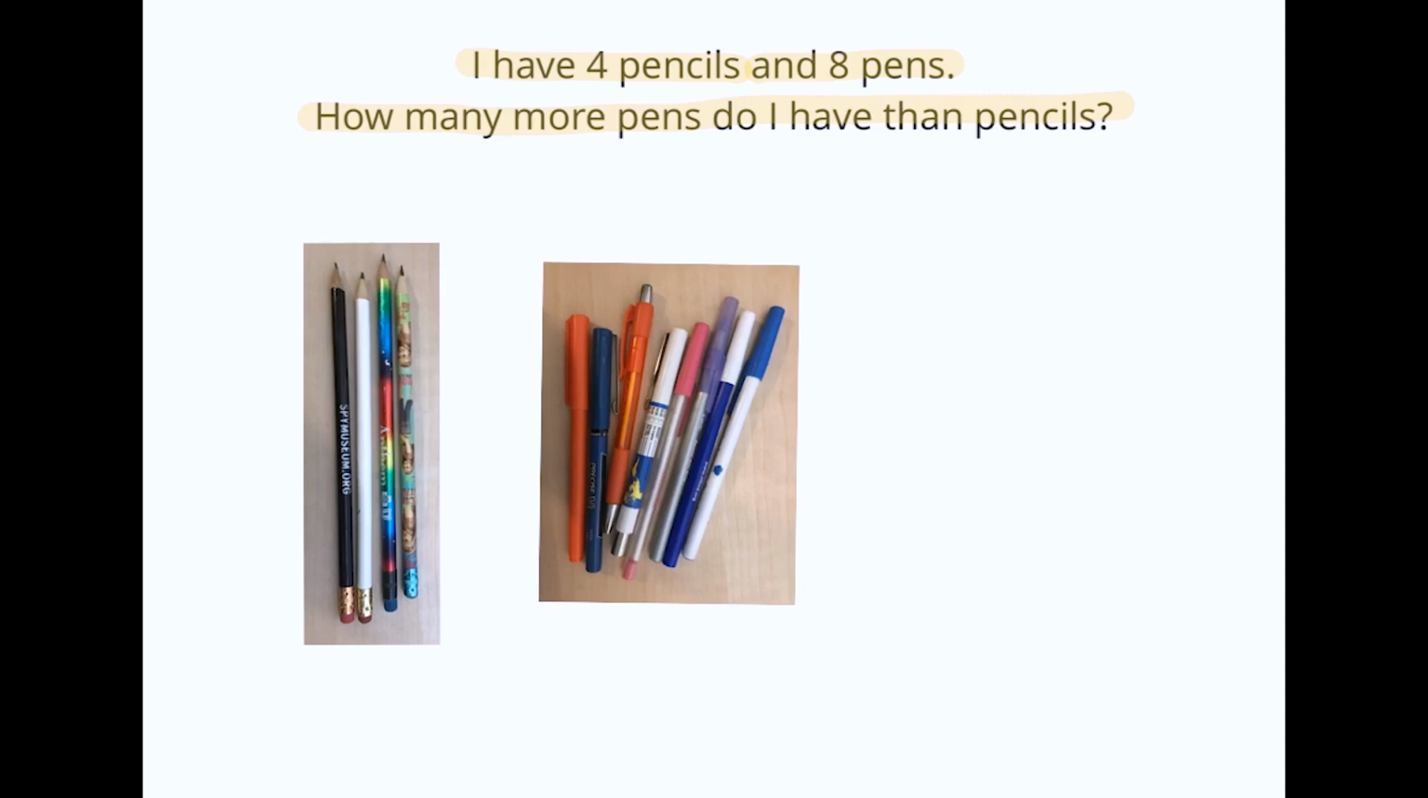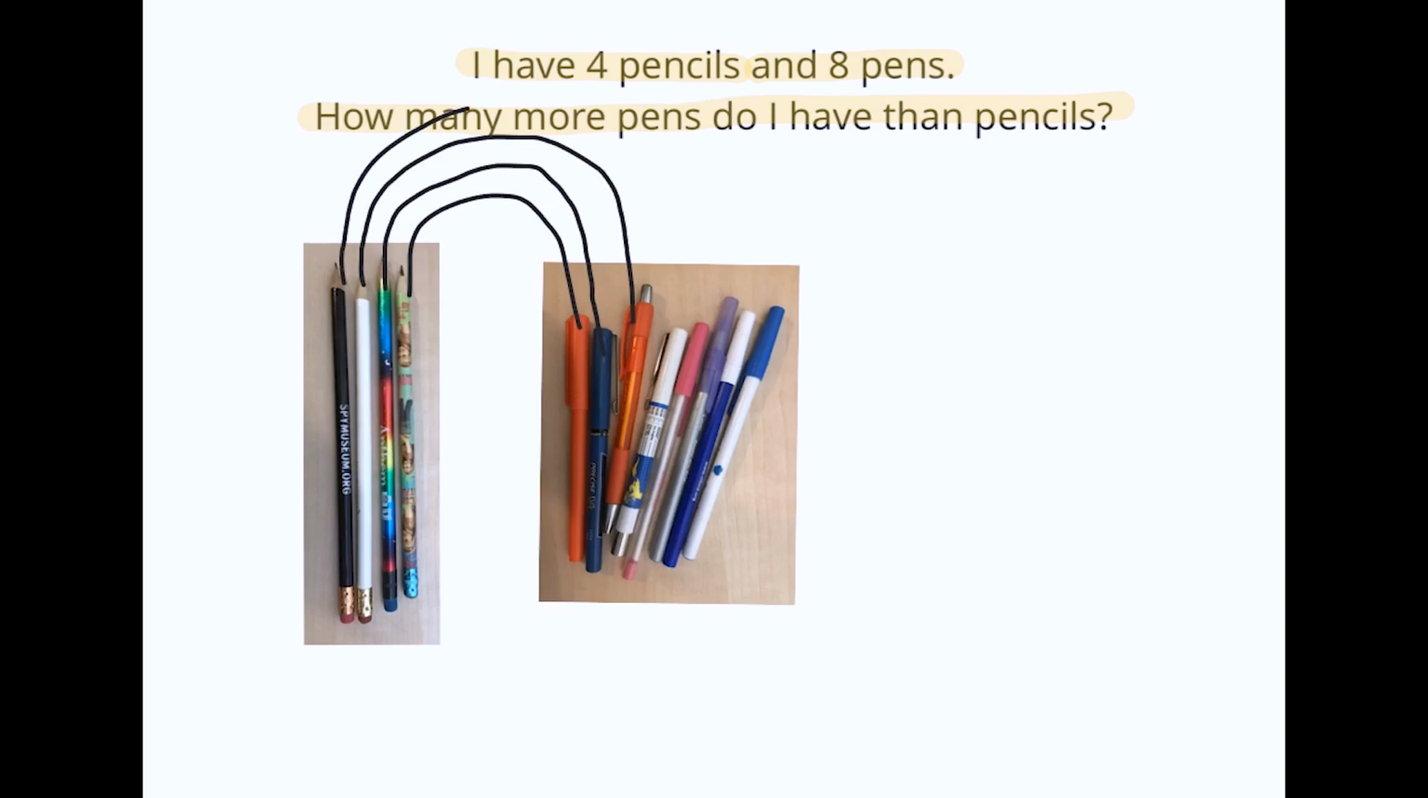I have more pens, so I'll start there. I'll match up pens and pencils to see how many are the same. Here's a pencil that can go with this pen. Here's a pencil that can go with this pen. Here's a pencil that can go with this pen. And here's a pencil that can go with this pen. There are 4 pens left that don't have a pencil. That's how many more pens I have than pencils.